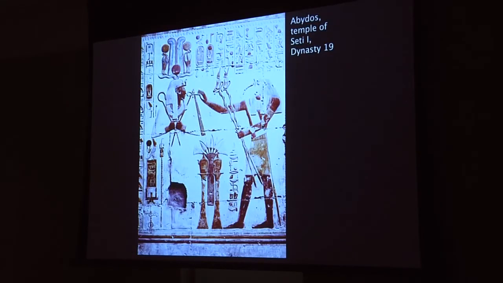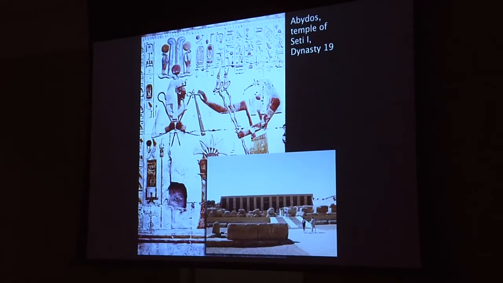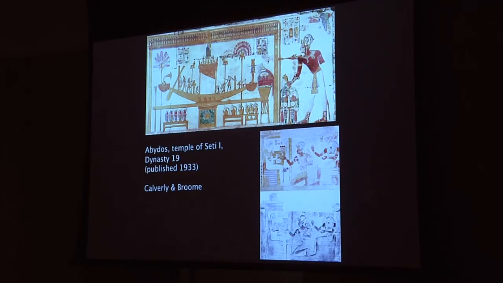And then another very, very impressive publication, of course, is Amice Calverley and Myrtle Broome, the Abydos volumes, sumptuously produced with Rockefeller money from the Oriental Institute. And this runs the gamut, too, of beautiful photography and then enhanced photographs, sometimes painted over the photographs like this. And this is also a bit of a gold standard. And it's a shame that the entire temple has not been completed this way.